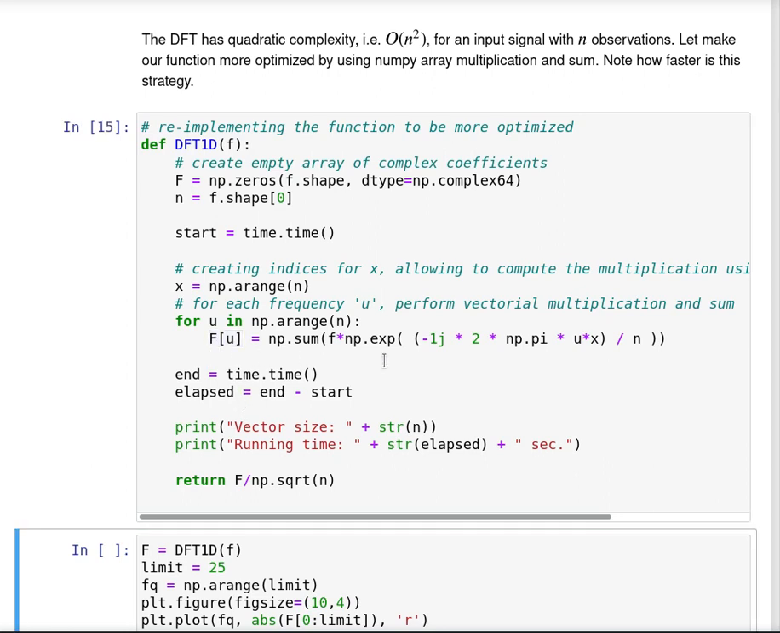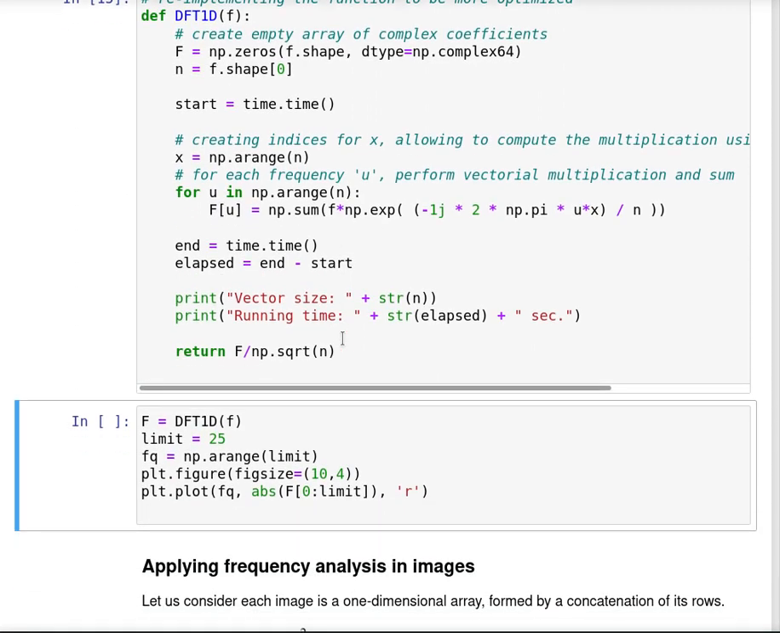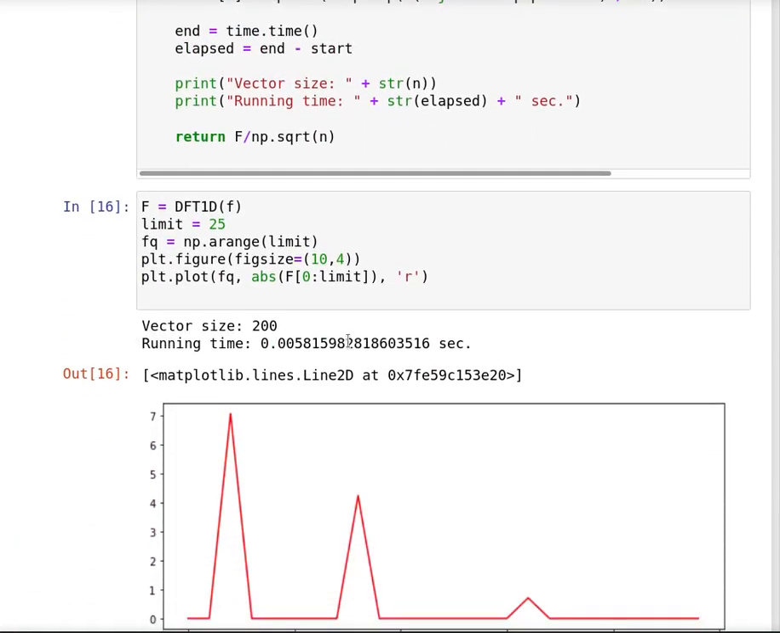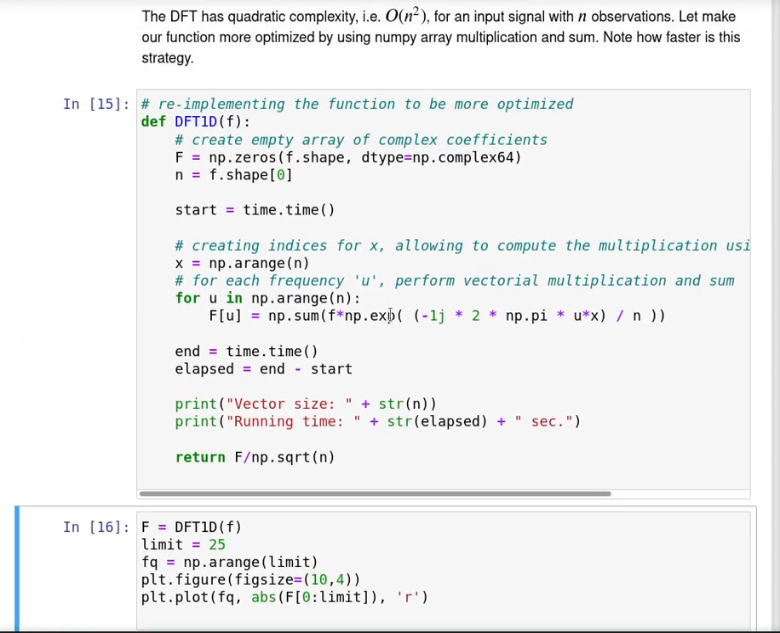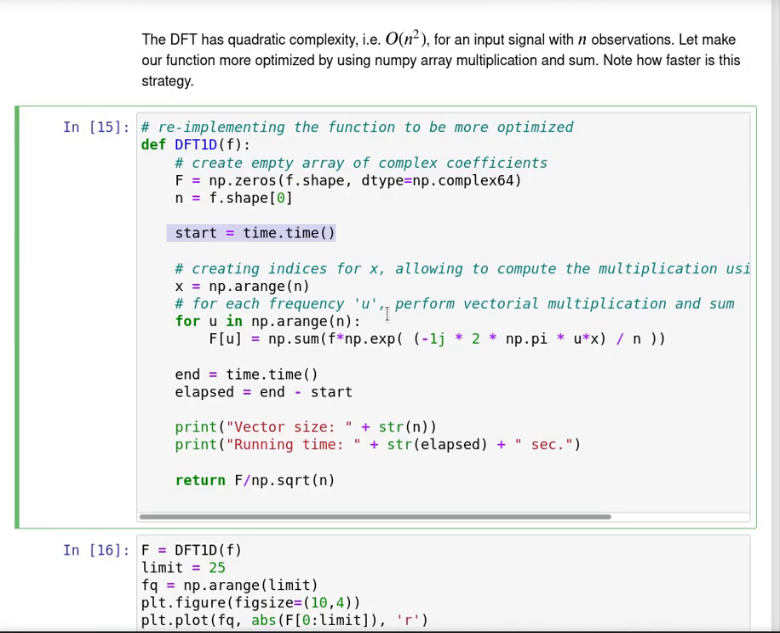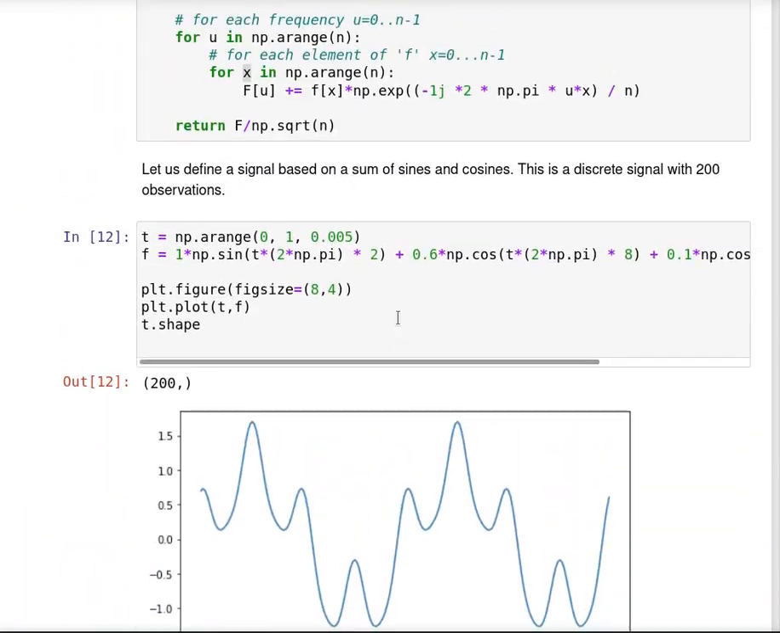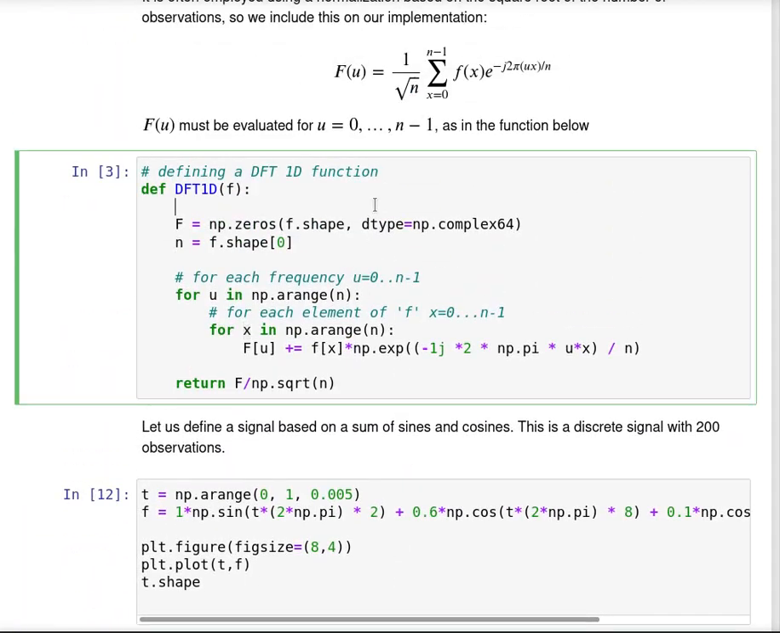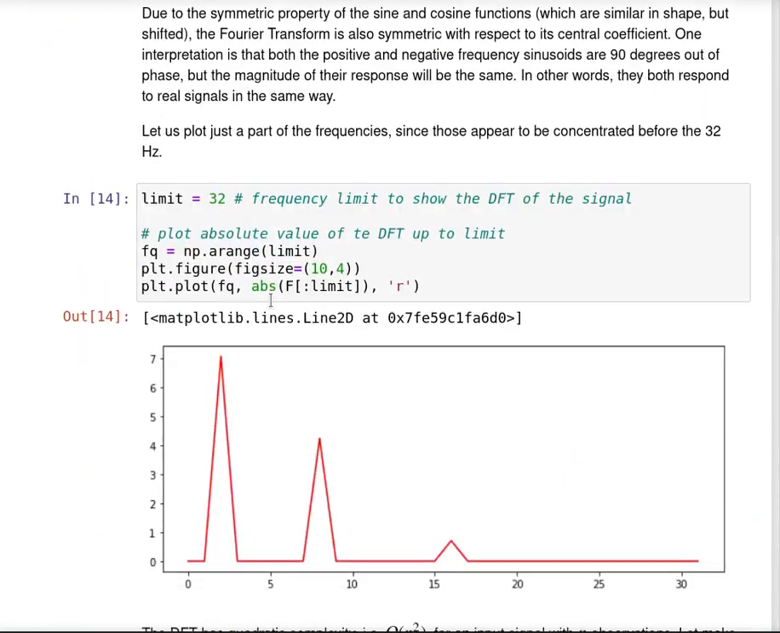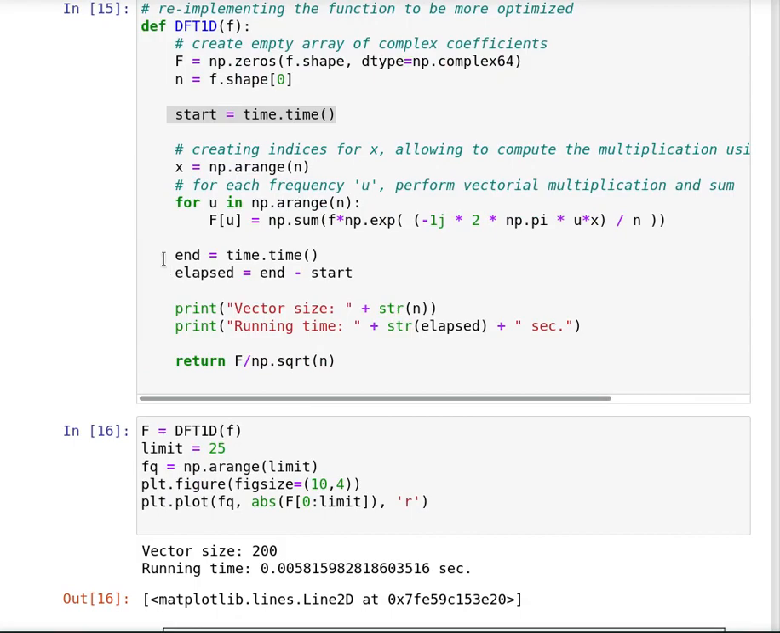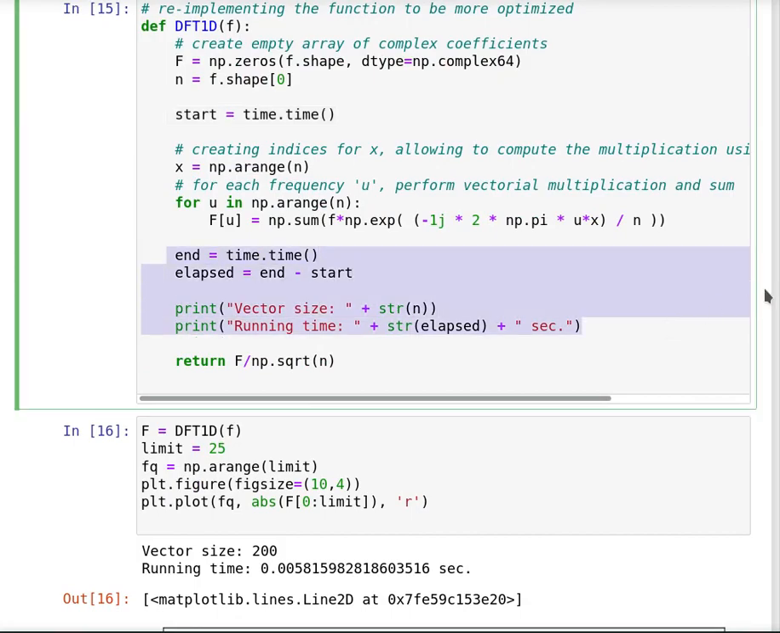So you can see that this function runs in a much lower time in this case. So running time here for 200 values is something like 0.005 seconds. If we measure the time of the previous one, so let me do that. So it's excluding the time to actually create the vectors.